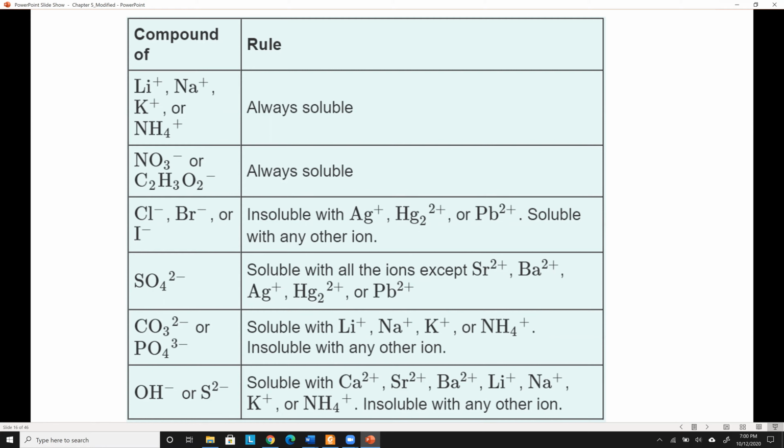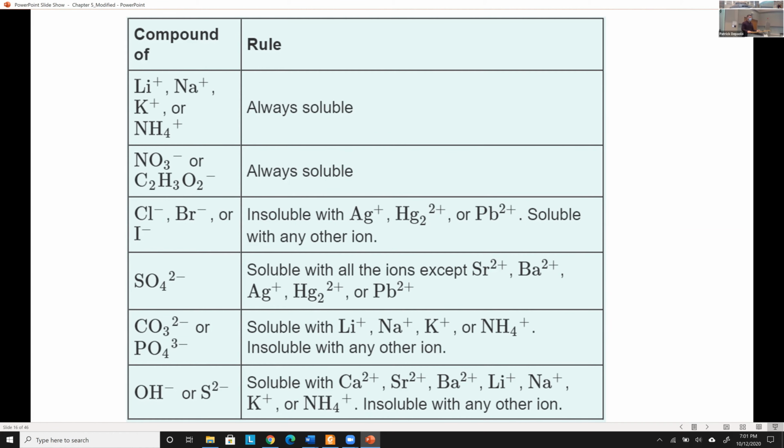So all of the group 1A metals, not only limited to lithium, sodium, and potassium, and ammonium, are soluble. So if you see lithium hydroxide, lithium whatever, it's soluble. Same thing with sodium, with potassium. Ammonium they throw in there too, even though it's not technically a group 1A, it still has the charge of a 1A because it's positive 1. And it follows those rules as well, that it's soluble, no matter what it is.